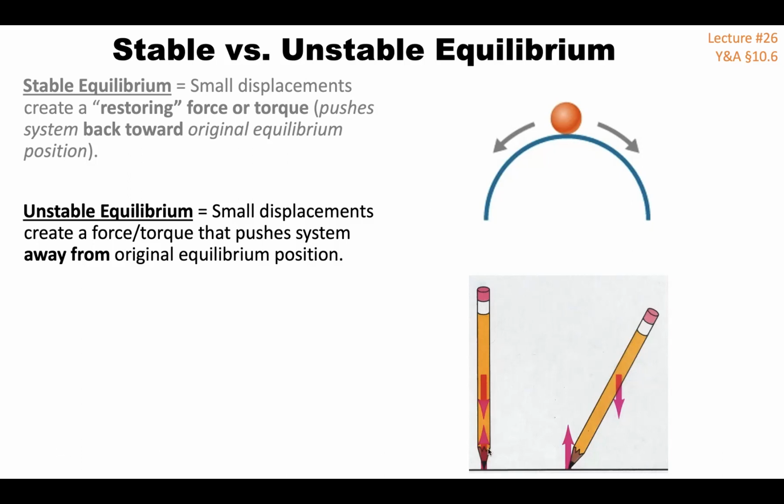A pencil balanced on its point is once again in equilibrium, but even a small displacement in any direction will cause a net torque that is further away from the equilibrium position. See here how the pencil's weight now is causing a net torque about the pivot point that is trying to depart the pencil even farther from its equilibrium position. So these are all unstable equilibria.